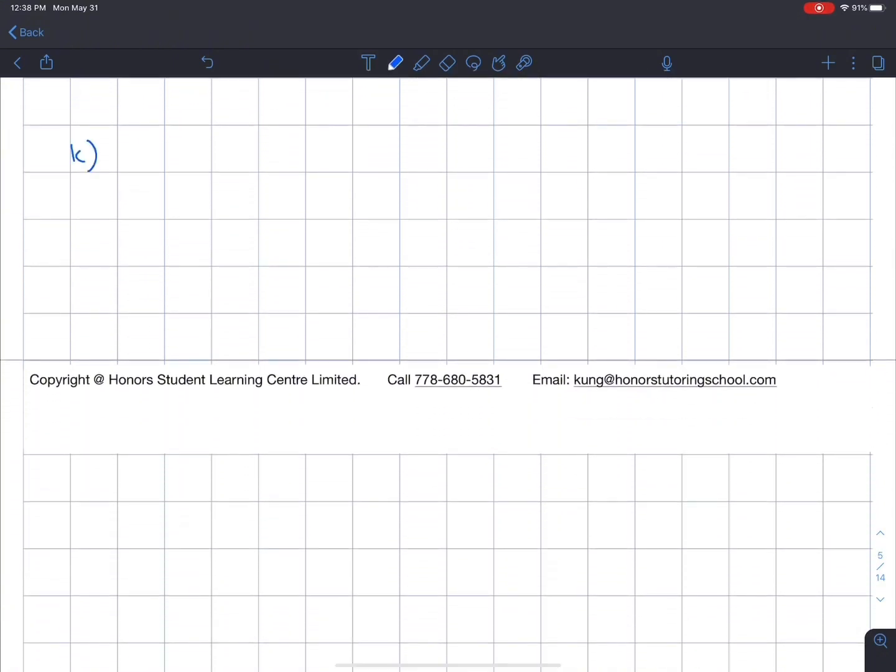Okay. Cubic root of x equals cubic root of 9. Raise both sides to the power of 3, we get x equals 9.